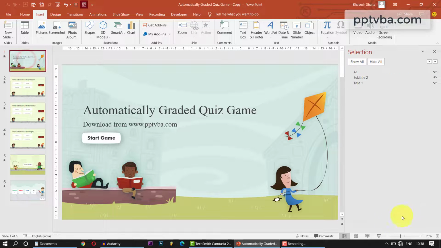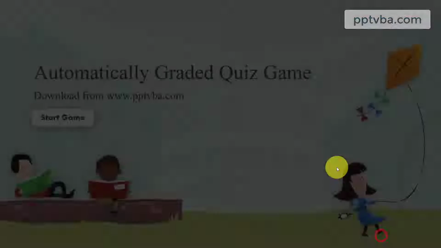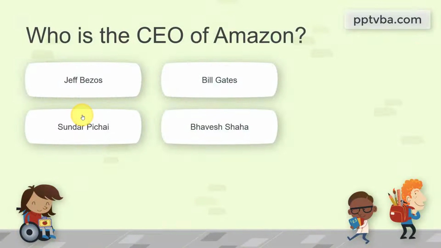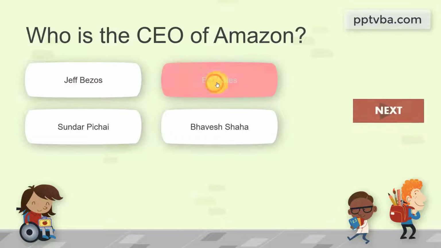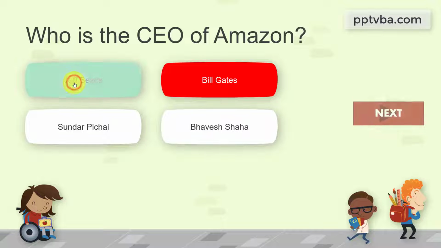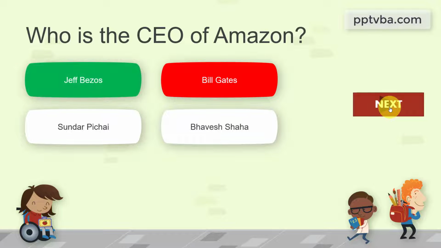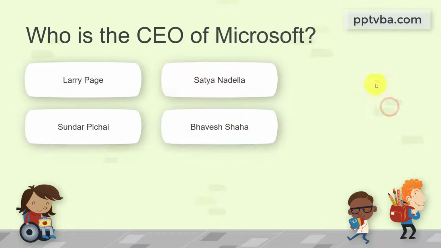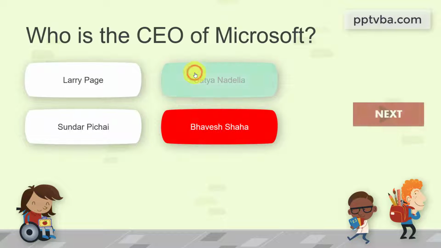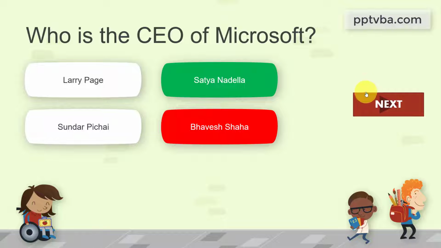Now it is time to test out the game. I go to slideshow, I click on start game, let me get the answer wrong. I click on the correct answer now. However, the report card should show only one wrong answer. Let me get this also wrong. Let me click on the correct answer. But still the report card should now show 2 wrong answers and 0 correct answers.